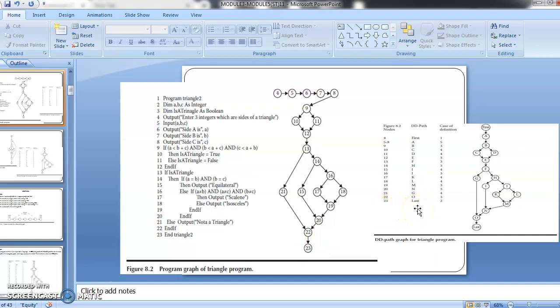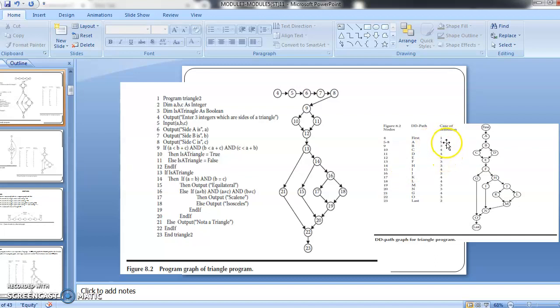So here, if you compare the program graph with the DD path graph, B means node number 9, F means node number 13, H means 14, J means 16, L means 18. So in this way, if we know the concept of a program graph, one can easily write the DD path graph also. And what is this last column? Case of definition. Case of definition means these are the different cases which are being shown here.